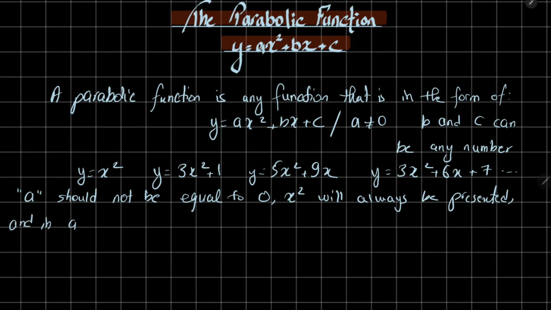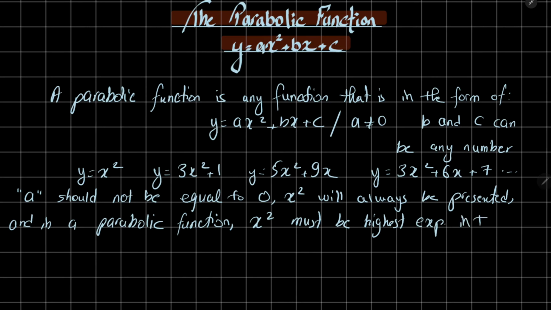And in a parabolic function, x squared must be the highest exponent in the polynomial. What does that mean? This indicates that, for example, the function y equals x to the power 3 plus x squared plus x plus 1 is not a parabolic function, because in this case we have x to the power 3 that is greater than x to the power 2 in exponents. X squared should be always represented and should be the highest term to make this function a parabolic function.